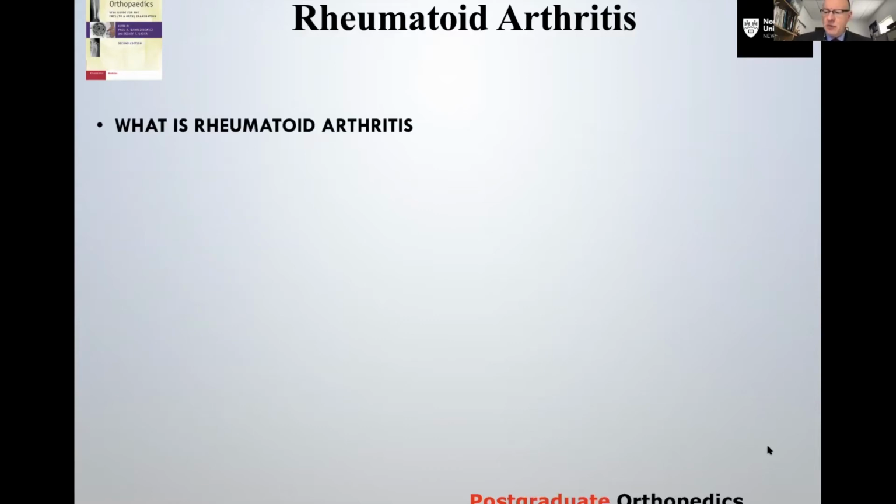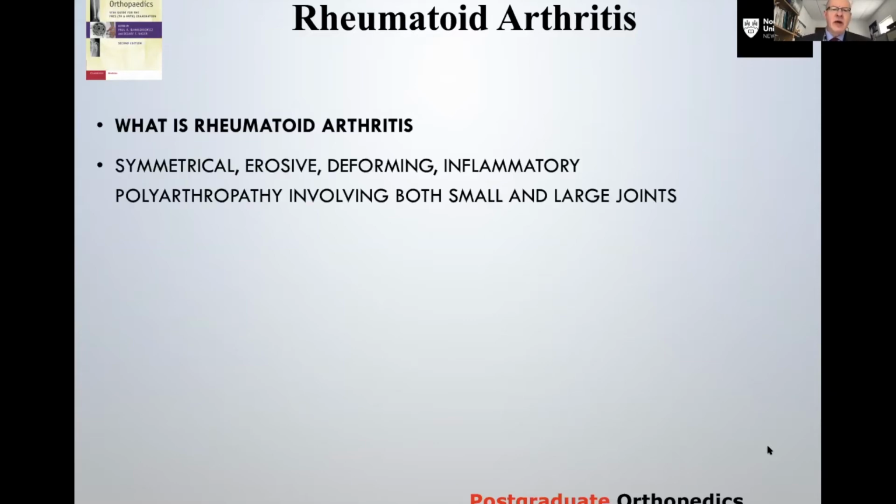So what is rheumatoid arthritis? We'll start off with a definition. There are various definitions of rheumatoid arthritis. Just learn one. There are lots of vagaries and semantics about what's going on with the disease process, and you can get bogged down with lots of different readings in various books and articles. But just ignore this, and have a clear, precise definition. It's a symmetrical, erosive, deforming, inflammatory polyarthropathy involving both small and large joints.